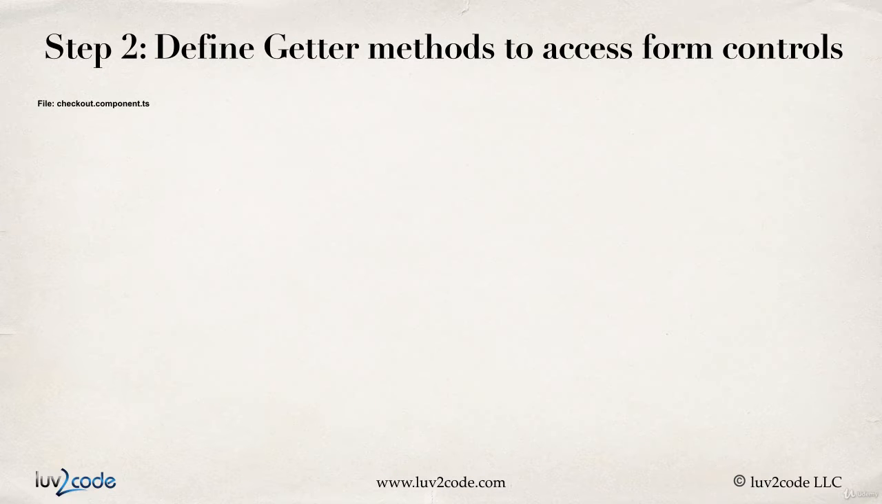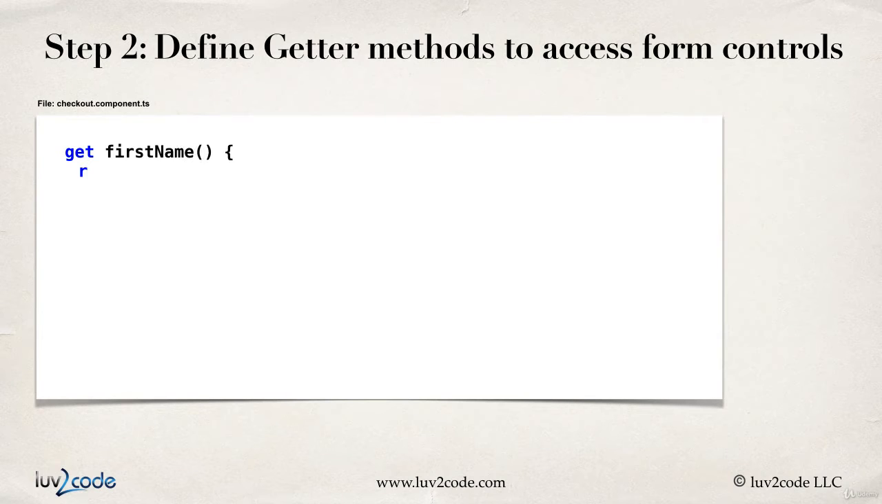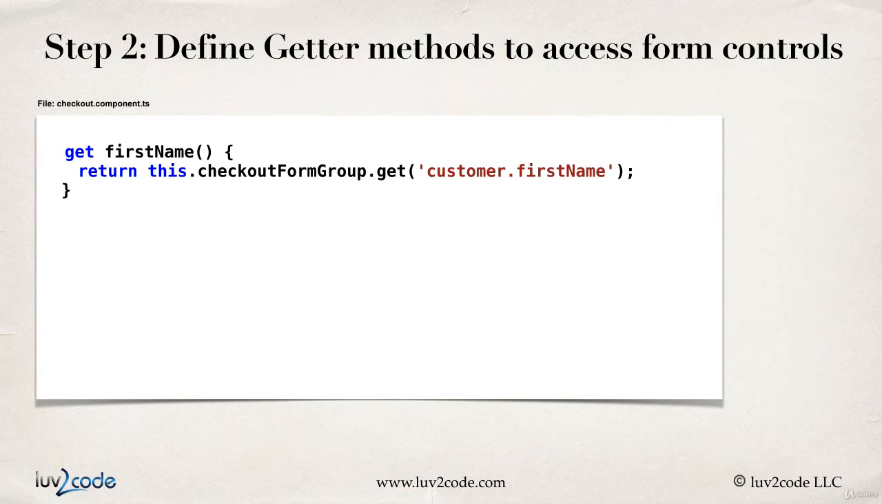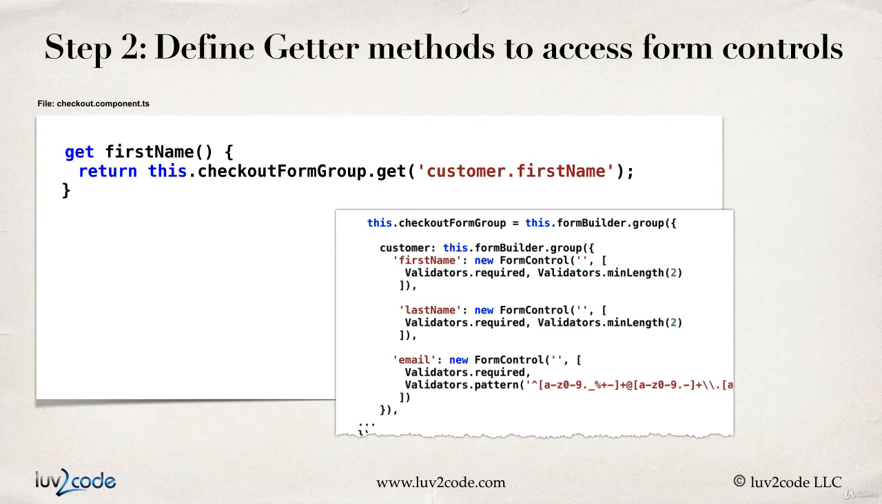Alrighty, so now moving ahead to step 2, defining the getter methods to access the form controls. So here for get first name, we return checkout form get customer.firstname. So how did I arrive at this? Let's break it down a bit. So we have this.checkout form group. So that's how that part matches up.